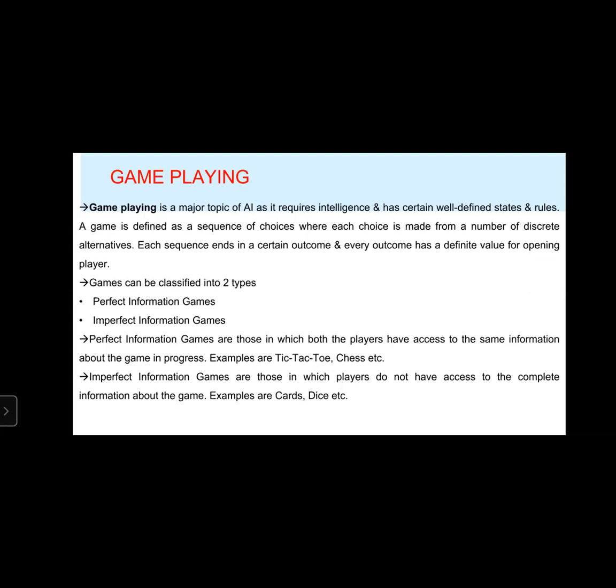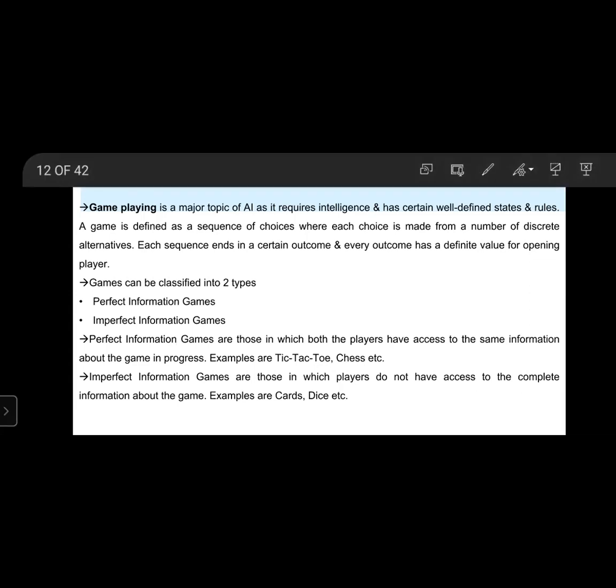Games can be classified into two types: perfect information games and imperfect information games. What are perfect information games? Perfect information games are those in which both the players have access to the same information about the game in progress. Examples are tic-tac-toe, chess and so on.